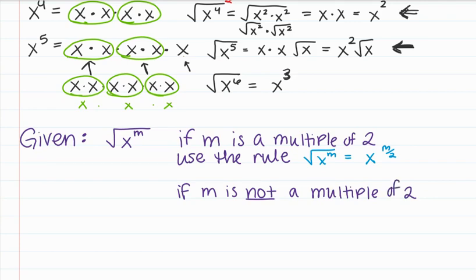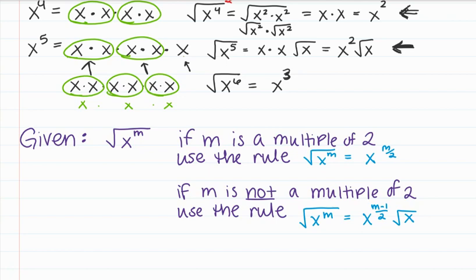So if m is not a multiple of 2, use the rule. I'm going to have to move this down a little bit because it's kind of tall. x to the m equals x to the (m minus 1) over 2 times the square root of x.